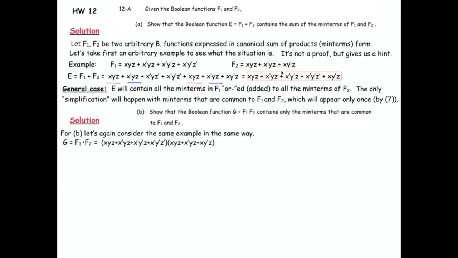Instead of adding the minterms, we're multiplying all the minterms from F1 by all the minterms of F2. And what will happen here? Any ideas? It should simplify down to just the common terms. Yeah, it will simplify down to just the common terms.